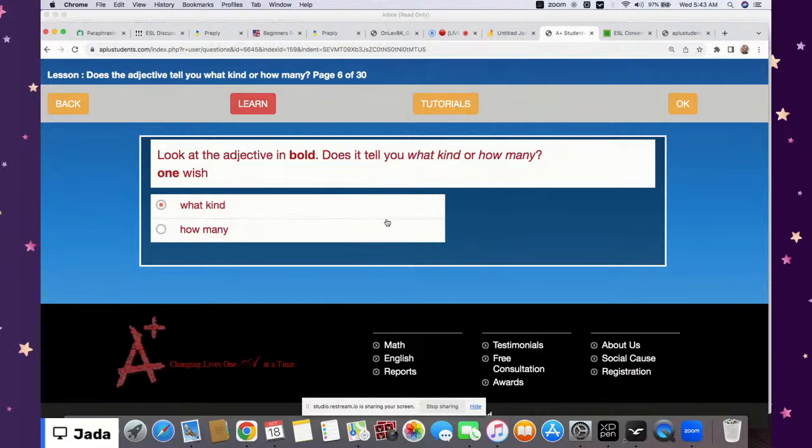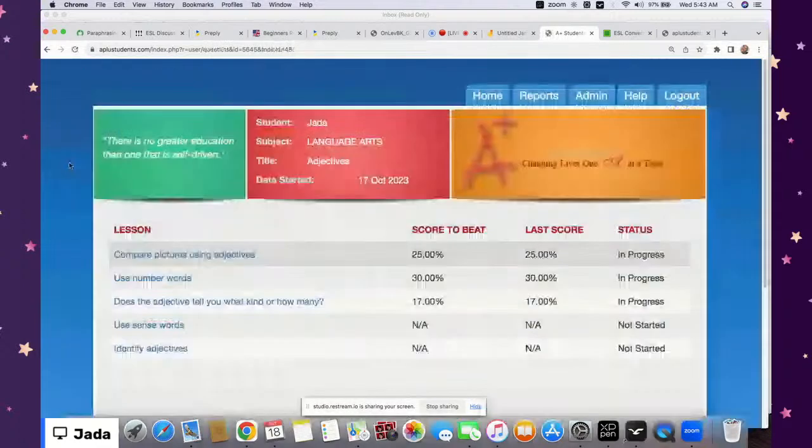Okay, so anyways, just note that what kind is asking you, what can you see? Do you see big, small? That is it for what kind. And how many has to do with the numbers. Okay? I'm going to let you all finish up the rest of the test, and then next class we'll complete the last two lessons. Okay, so yes, we'll finish the last two lessons next lesson.